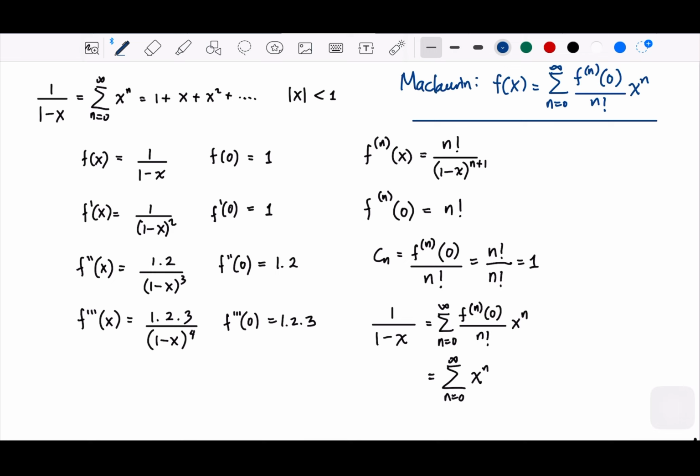So if you remember, the Taylor is f of a over n factorial, and then this is x minus a with power of n. And that's the Taylor. So the Maclaurin, you just put a into 0. Okay, so that's it.